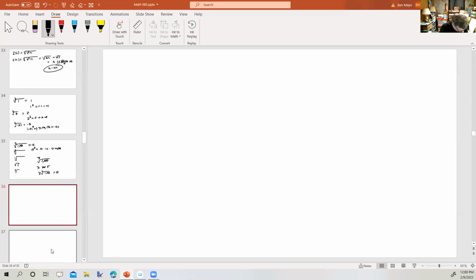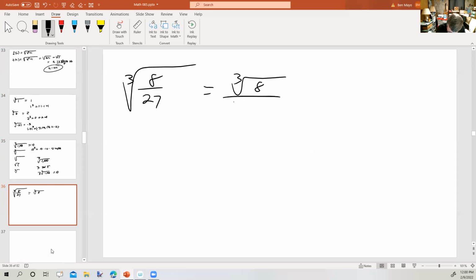Now, what about this situation? The cube root of 8 over 27. When we have a fraction inside of a radical like this, we can separate the numerator from the denominator in this fashion. And we'll talk more about this specifically in a later section. But if I've got a fraction inside, I can separate the root of the numerator divided by the root of the denominator. The cube root of 8 is 2. The cube root of 27 is 3. So the cube root of 8 over 27 is 2/3.